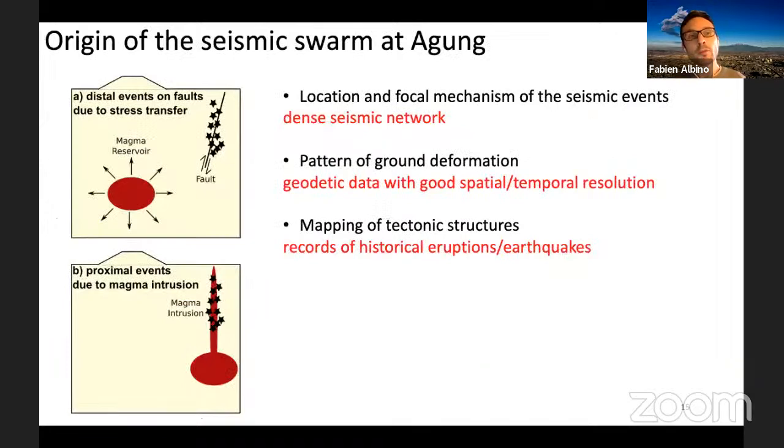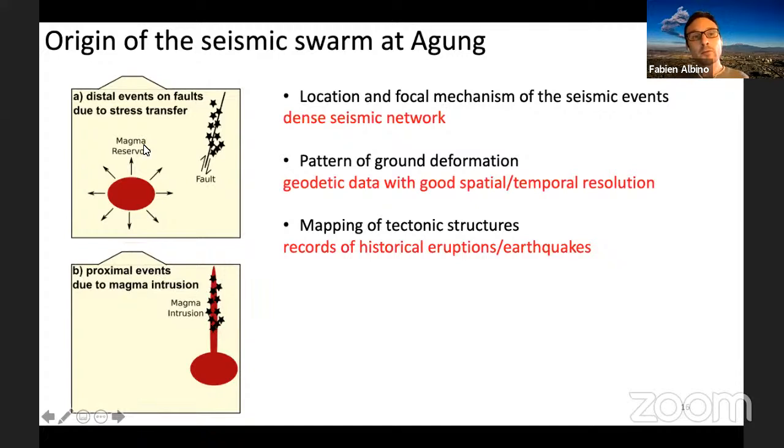And you can think about two mechanisms. The first is a distal event on fault due to stress transfer. So you have a central magmatic system that's pressurized and triggers some fault nearby. The other is to think about offset in the magmatic system, and that you actually have the seismic swarm that's related to propagation of magma away from the central edifice.